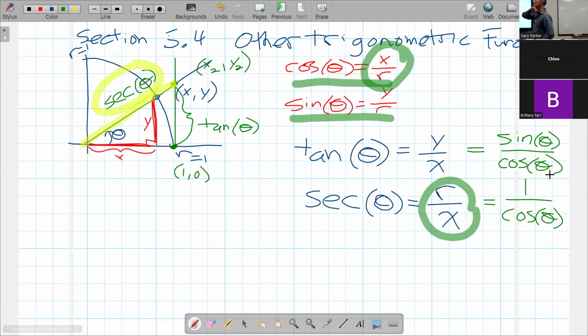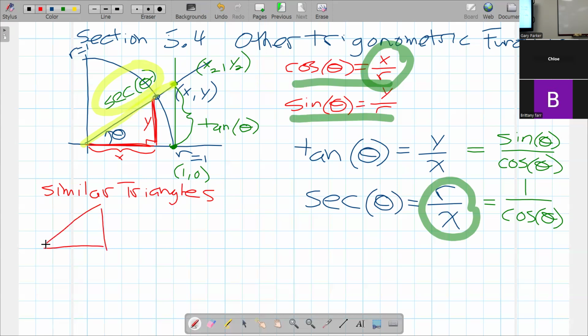All right, back to my picture. I want to demonstrate that the way I labeled my picture is correct. To do that, I just want to think about similar triangles. So we're going to do a little geometry here. I have this red triangle. There's theta. There's a right angle. Here's my y value. Here's my x value. The green triangle is the same shape, it's just bigger.